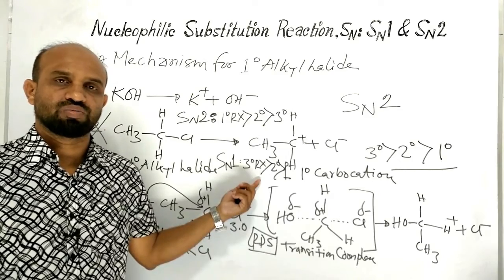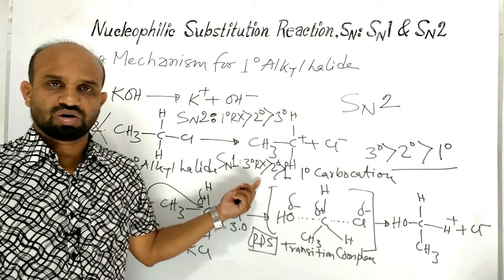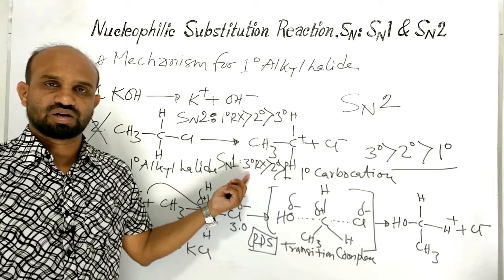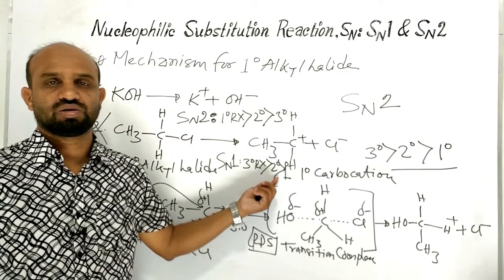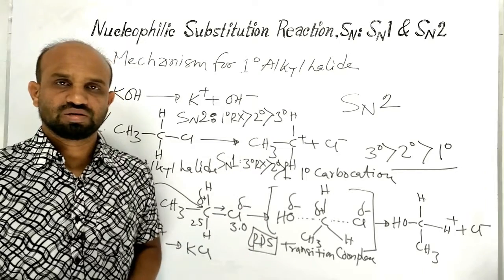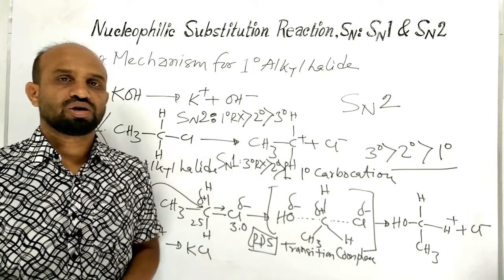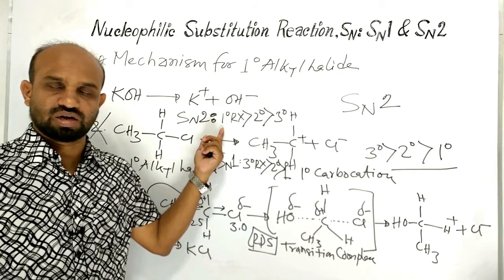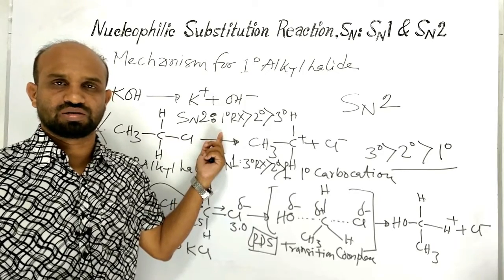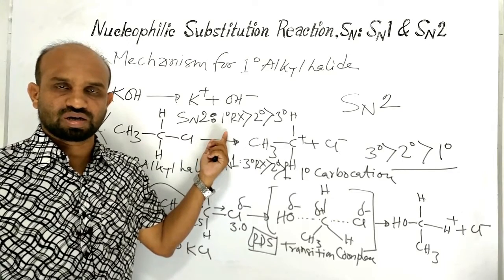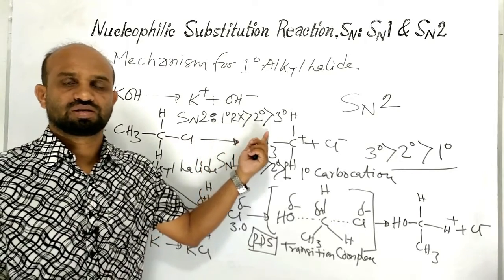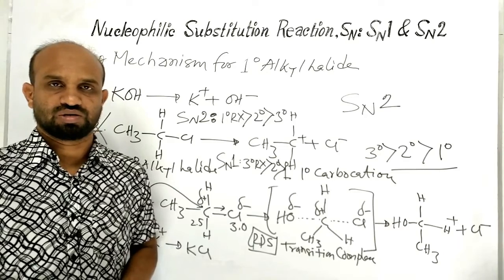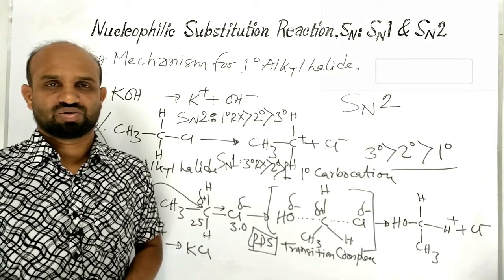This is the order of reactivity of alkyl halide. The order of reactivity of alkyl halide for SN1 reaction is 3 degree alkyl halide, then 2 degree, then 1 degree, and after that we can write methyl halide. And the order of reactivity for SN2 reaction is firstly 1 degree alkyl halide. Before 1 degree alkyl halide we can write methyl halide. After 1 degree alkyl halide, then 2 degree, then 3 degree. That is, 1 degree alkyl halide undergoes SN2 reaction properly. This is all about SN1 and SN2 reaction.